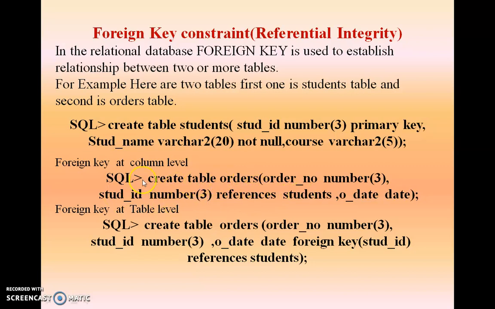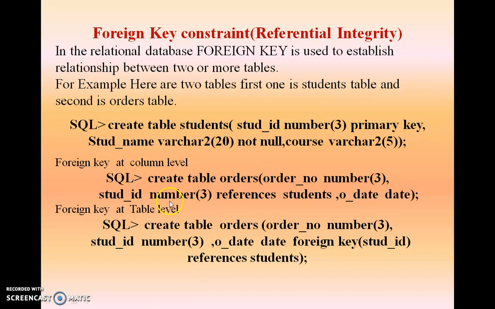Means in this example, orders table is a child table or secondary table or foreign table, and student table is a primary table, parent table, master table. Here I am taking the reference for this column in orders table of this column in student table, student ID, which is the same column. We can specify the column name different here, but data type and size must be same while taking the reference.